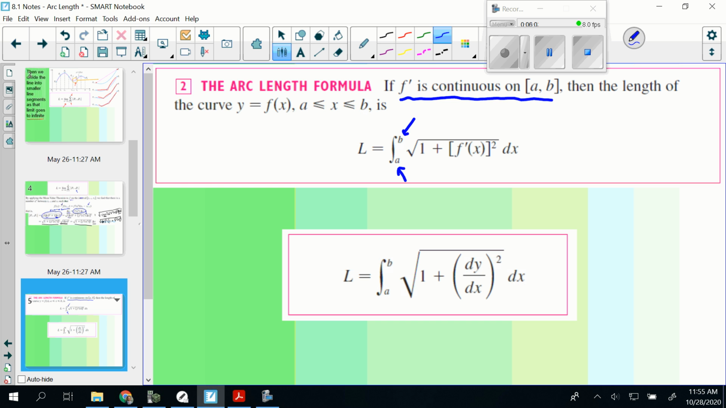There are a couple of ways you might see it written. They might use this notation for the derivative. In some books you might also see this other notation for the derivative. They both mean the same thing. But that's how we're going to find our arc length.